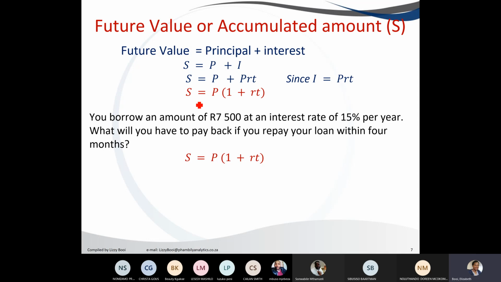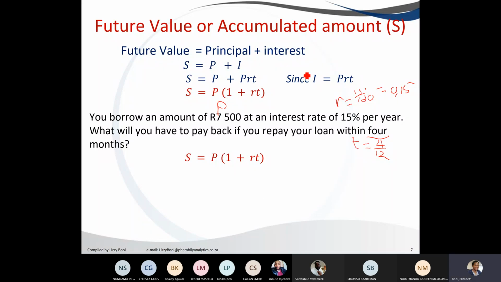From the question, we are given the P, which is 7,500. We are given the R, which we can say is 15 divided by 100, which is 0.15. We are told this loan needs to be repaid in 4 months. Therefore, T will be 4 divided by 12, because we always need to get it back to the number of years. So 4 divided by 12 gives us 0.33333.